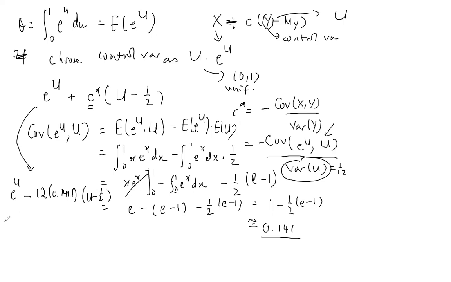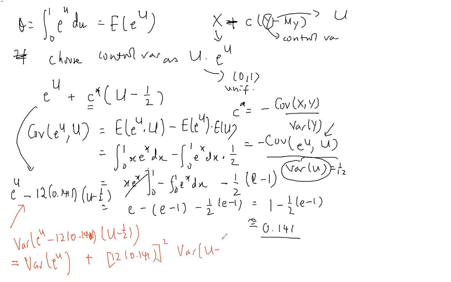Then when you find the variance of this thing, it will be equal to the variance of e^U plus (12 times 0.141) squared times the variance of U minus 1/2.